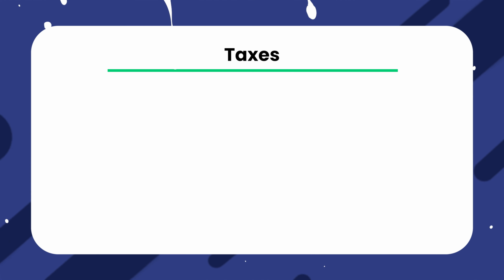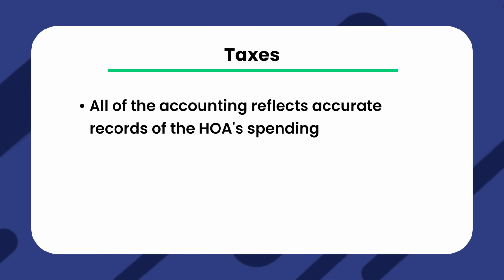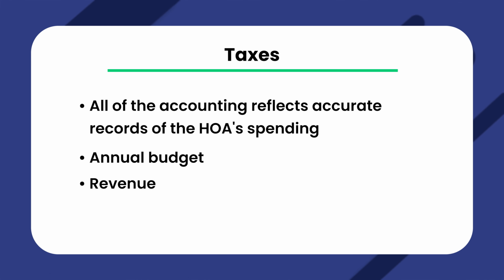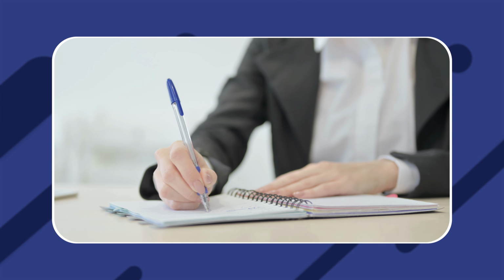One of the things the CPA must review within the taxes is whether or not all the accounts reflect accurate records of the HOA spending, annual budget, revenue, and tax return. They must also review and ensure all appropriate documents and forms, like Form 1120H, have been filled out and submitted correctly. Once all the financial records are in place, you can move on to the next step of documents that you'll need for your HOA audit checklist.